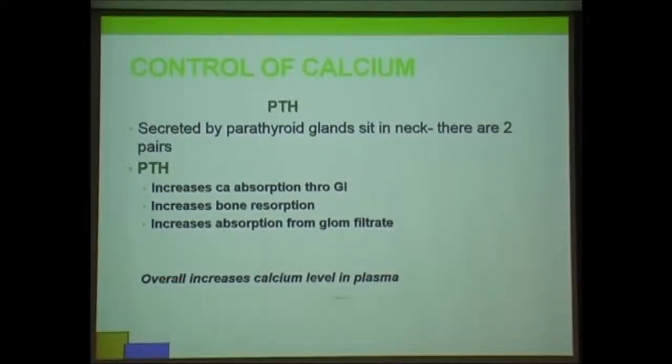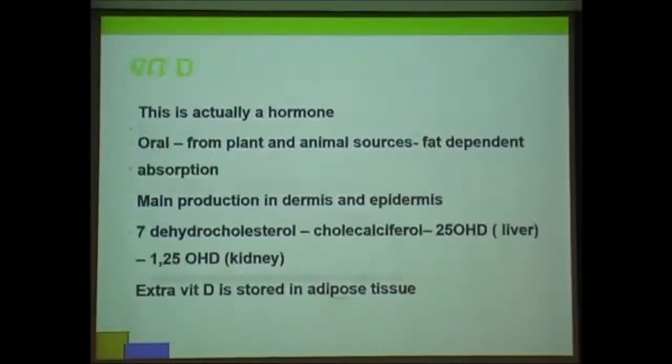So, when you are talking of PTH, as I said, for any endocrine testing, you must have a pair. So if you are talking of calcium, you must talk of PTH. If you talk of PTH, you must talk of calcium. You cannot look at it as an isolated entity. So the overall effect of PTH is to increase the calcium level in the plasma.